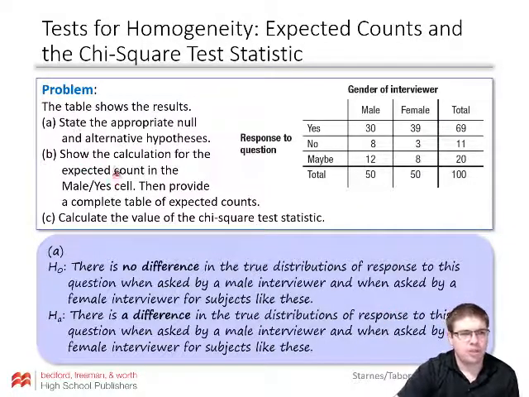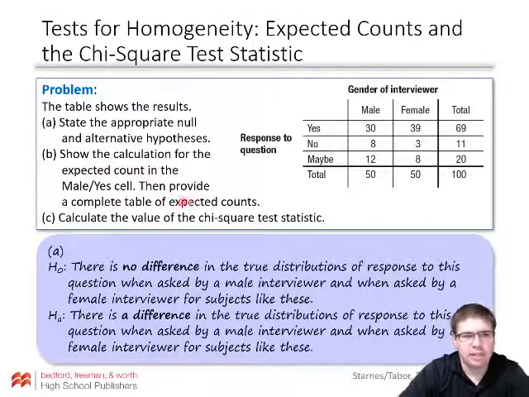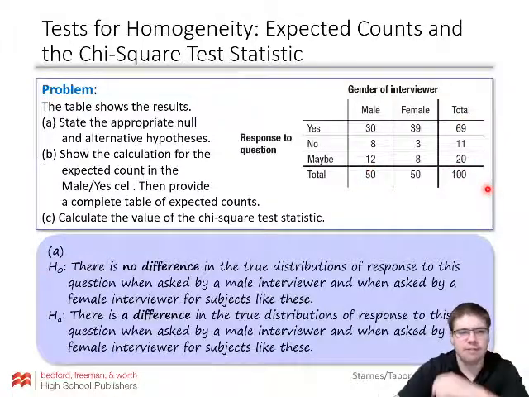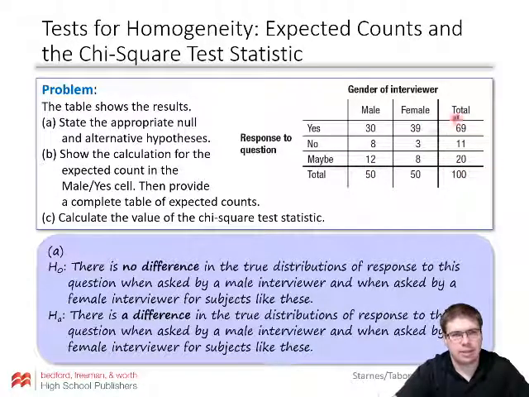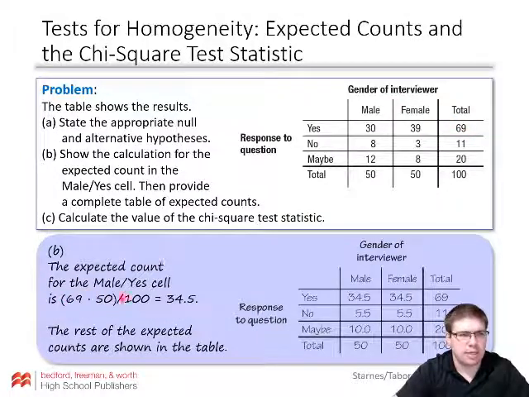All right, so part B, show the calculation for the expected count in the male/yes cell, then provide a complete table of expected counts. So male/yes, we would do row total, 69, times column total, 50, divided by table total, 100. And that will give us our expected count, and we can go through and fill that all out. So 69 times 50 over 100 gives us 34.5. We observed 30, we would have expected 34.5. You could do that for all of these. You could do 69 times 50 over 100 to get this 34.5. And then 11 times 50 over 100 gives us that, and so on.